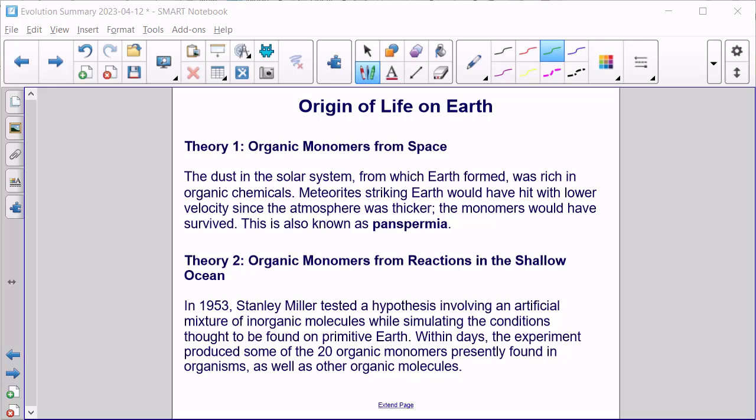Theory 2, organic monomers from reactions in the shallow ocean. In 1953, Stanley Miller tested a hypothesis involving an artificial mixture of inorganic molecules while simulating the conditions thought to be found on primitive Earth. Within days, the experiment produced some of the 20 organic monomers presently found in organisms, as well as other organic molecules.